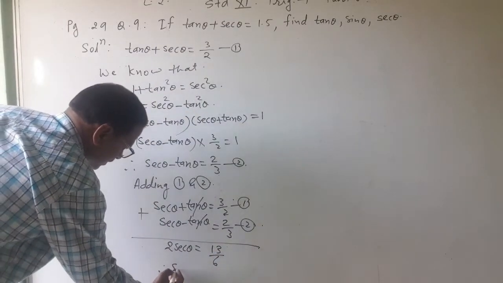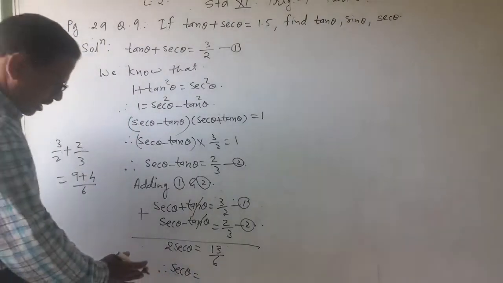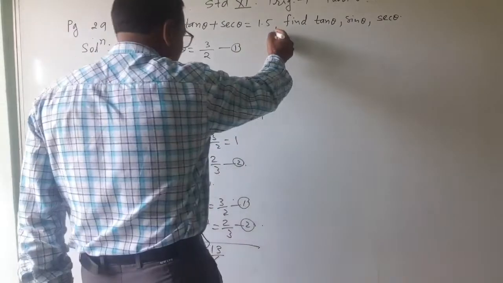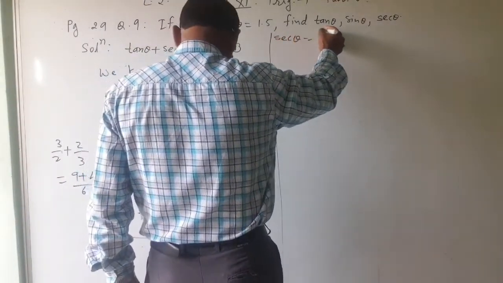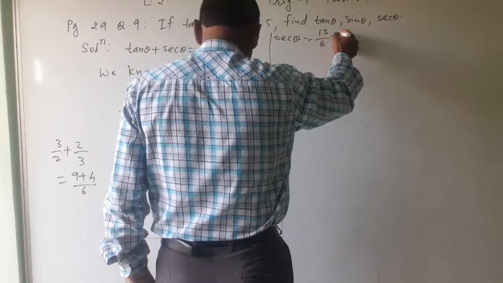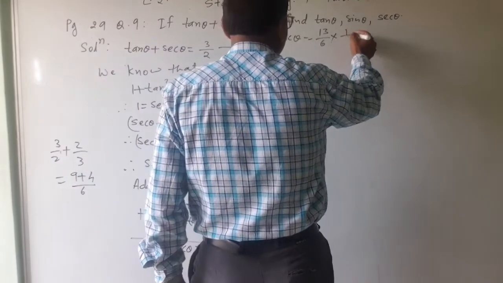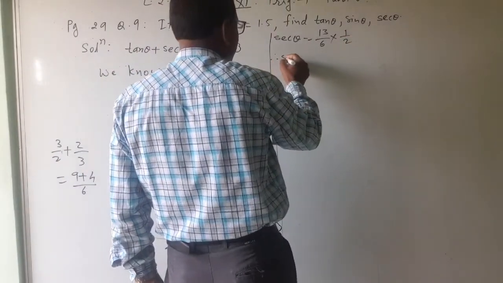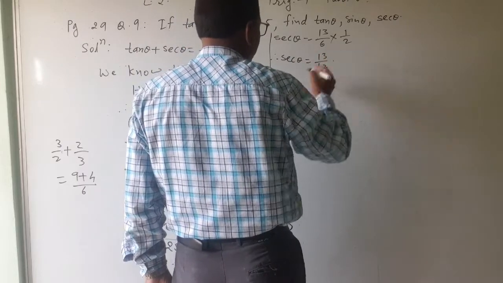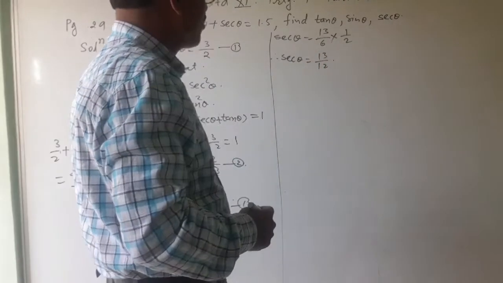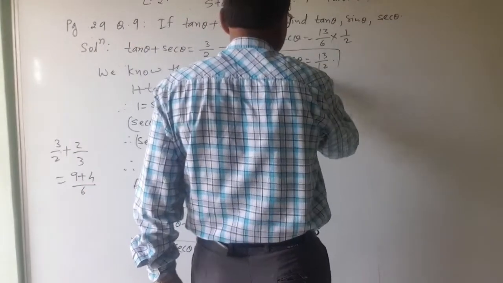Therefore sec theta is equal to 13 upon 6 into 1 upon 2. Therefore sec theta is equal to 13 upon 12. So sec theta is over. This one answer is over.